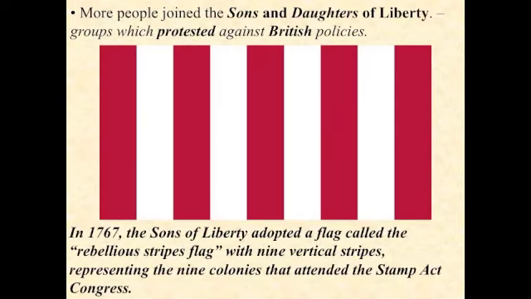So what do people do when they're upset? They join together and they unite. Well, they united with the Sons and Daughters of Liberty. You had two separate groups because obviously the genders cannot mix. Need to keep them separated. So you had the Sons of Liberty and you had the Daughters of Liberty. And these were groups that basically organized protests against the British policies.